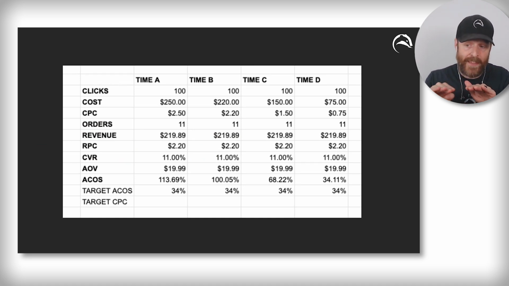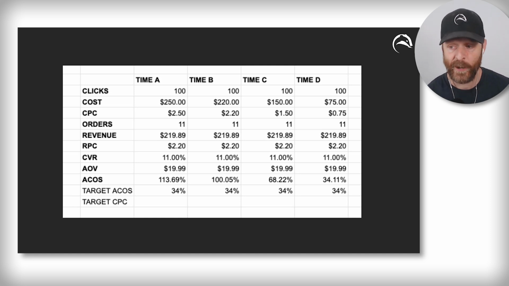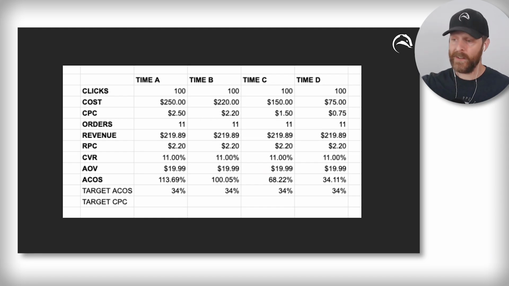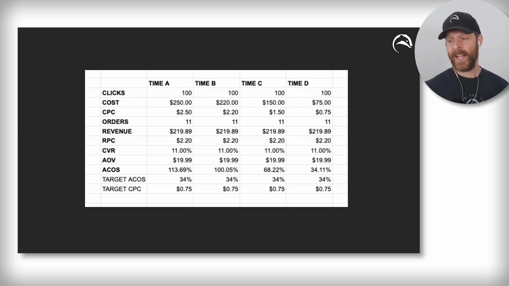Now, imagine you had a target ACoS of 34% in time frame A. You would take your RPC, which has been $2.20 in every time frame here, and multiply 34% times your RPC, and you'd land at 75 cents. Meaning every time you get a click, you generate $2.20 in revenue and you spend 75 cents. Well, 75 cents is 34% of $2.20. So you'd be at your target ACoS.